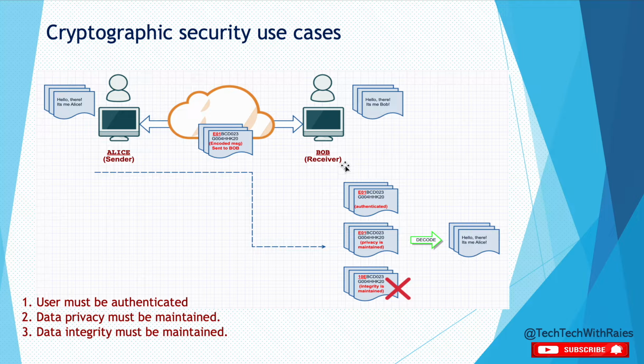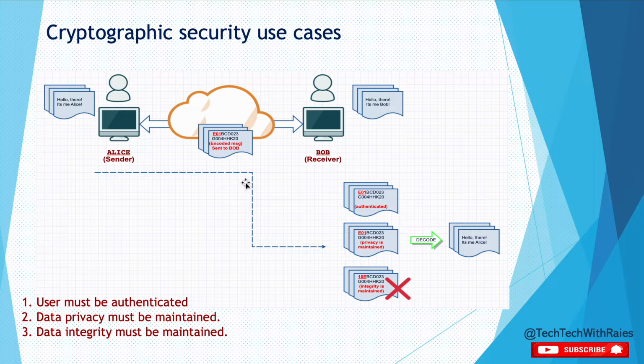When this message is received at the receiver's end, at Bob, it will be decoded using some mechanism, and the actual message will be recovered, which was "Hello there, it's me Alice."